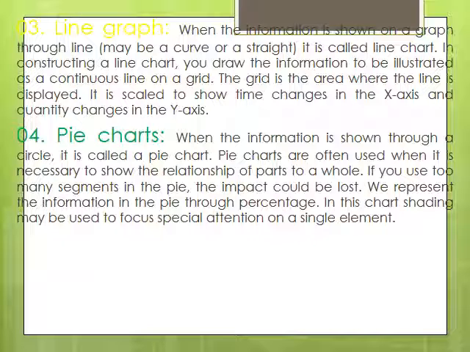Pie chart. When the information is shown through a circle, it is called a pie chart. Pie charts are often used when it is necessary to show the relationship of part to a whole. If we use too many segments in the pie, the impact could be lost. We represent the information in the pie through percentage. In this chart, shading may be used to focus special attention on a single element.